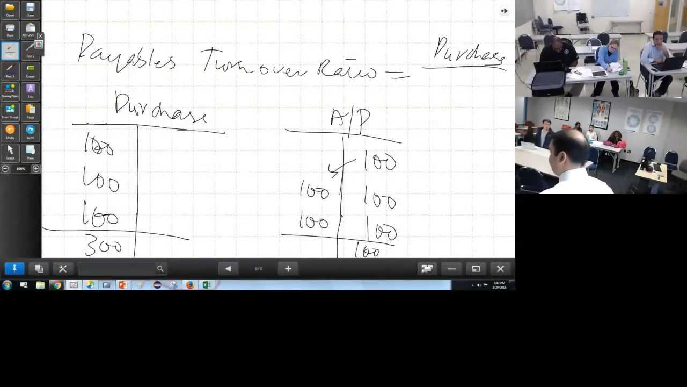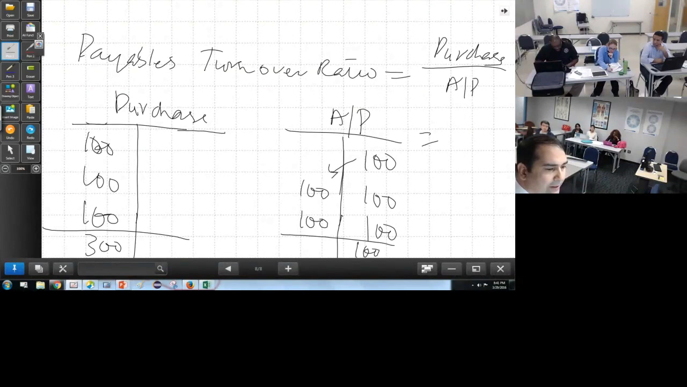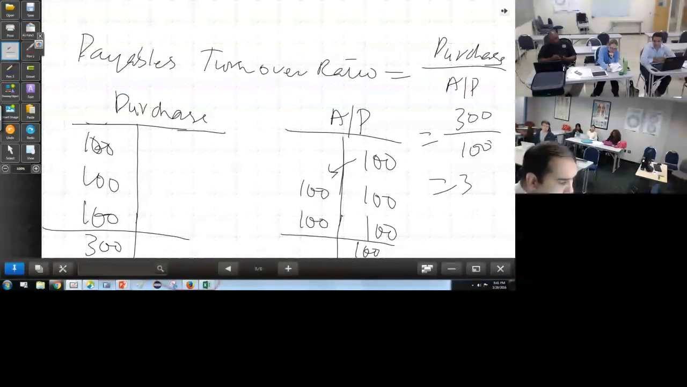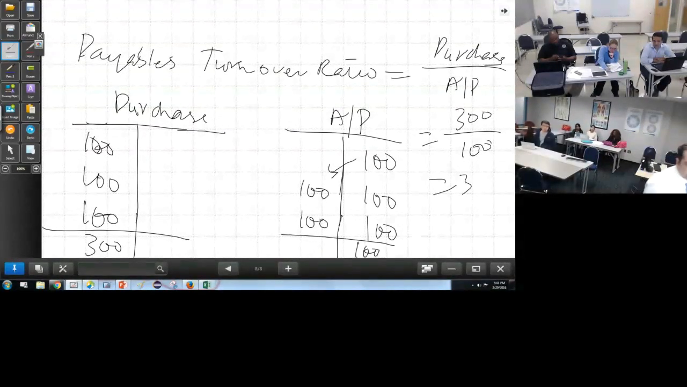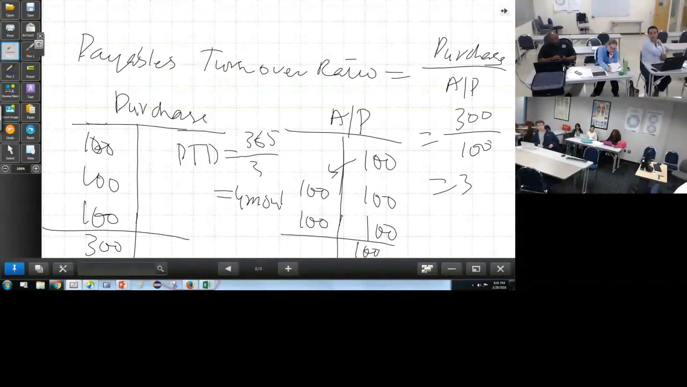No, it will be different. I'll explain that. Divided by accounts payables. In this case, 300 purchases divided by 100, that is equal to 3, or in other words, 3 times a year. And if you convert this into payables turnover in days, that would be 365 divided by 3, which is going to be equal to 4 months.